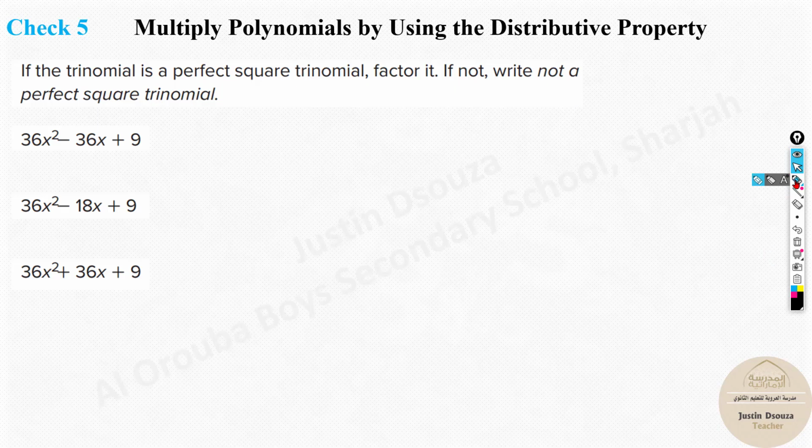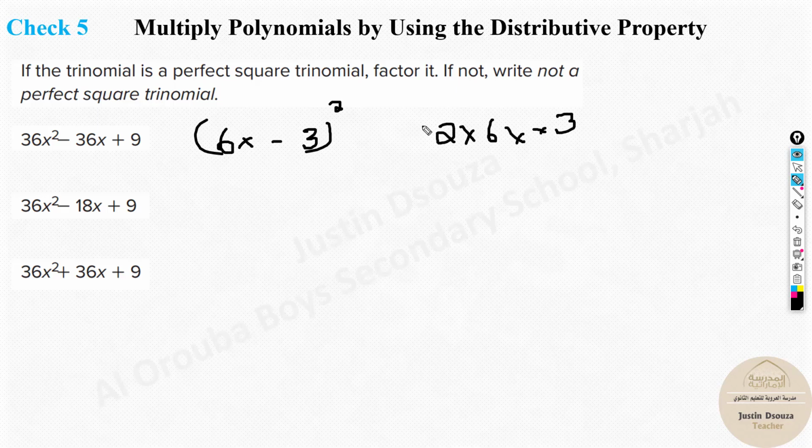Let's quickly do these. The first term, let's take the square root of that. 6x minus 3. Let's check the middle term. The first two terms are these. It is 2 times 6x multiplied by 3. 2 times 6 is 12, 12 times 3 is 36. 36x, is it correct? Yes, this is correct. This is true.